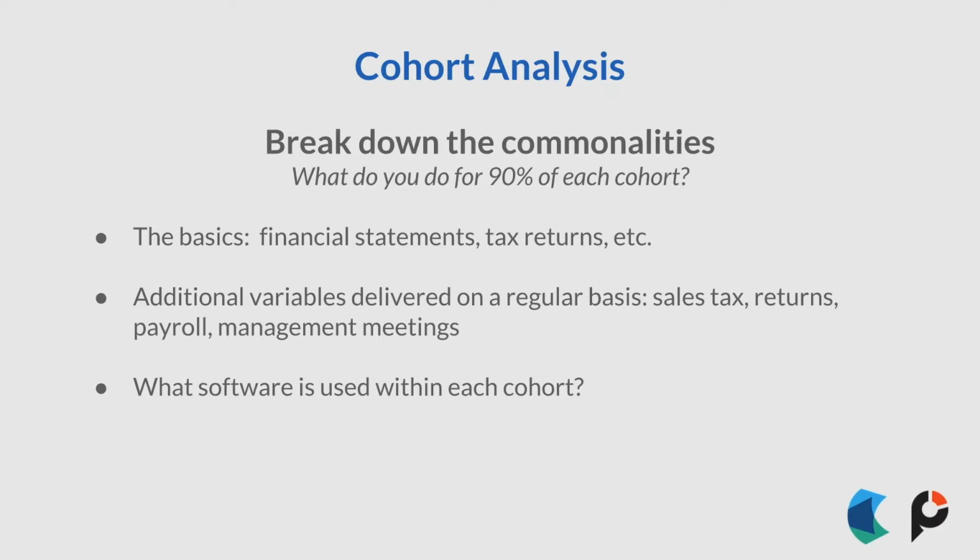So think about the basics. You've got financial statements, tax returns, etc. You've got additional variables delivered on a regular basis: sales tax returns, payroll management, management of meetings. And then the other side of it is what software you are using within each cohort. This is where, when you pick a niche, let's say an industry, and I've already used builders, so let's go with it, you might identify apps that work really well for that specific niche.